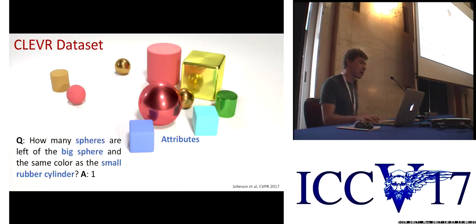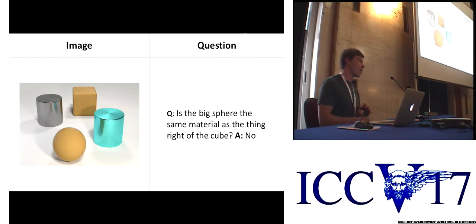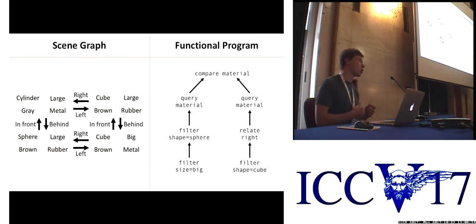So what you can see is that from this type of example question, we're testing many different aspects of visual reasoning, including attribute identification, counting, comparison, spatial relations, and logical operations. Now, we've already seen that the Clever dataset provides these rendered images and these natural language questions. But in addition, it also provides structured representations on both the visual side and the language side. On the image side, we provide a scene graph, which gives us the ground truth attributes and relationships between all the objects. And on the question side, we provide a functional program, which is this structured graph representation of the individual components of reasoning that need to be combined for answering the question.